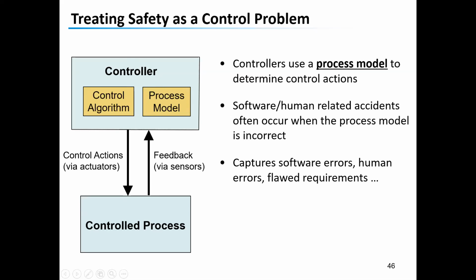So the pilot thinks that the reverse thrusters are going to come on, so he issues an acceleration command. Software and human-related accidents often occur when this process model is incorrect. And this model captures software errors, human errors, flawed requirements. It's much better than just saying that things fail.